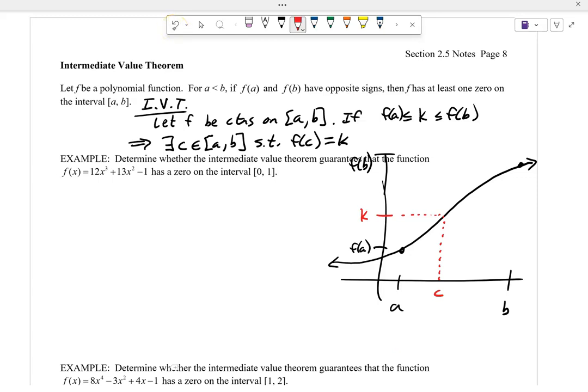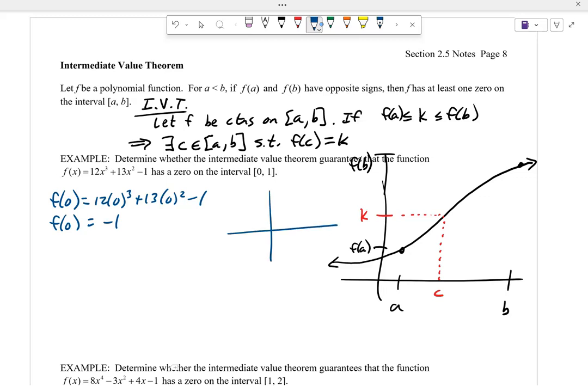Okay, how do we use it? Well, we're going to use it to guarantee zeros on intervals. So this first example says, determine whether the intermediate value theorem guarantees that the function has a zero on the interval from 0 to 1. Well, let's throw in 0 and see what we get. If I throw 0 in, looks like I get negative 1. So when I throw in 0, I get negative 1, that point right there.